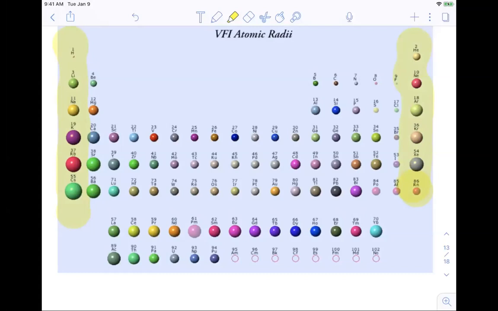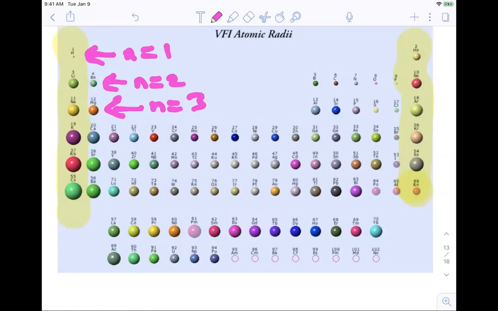Now, the real question is, why are they getting bigger? Well, the answer: they have more shells. Absolutely, that is the correct answer. Every time you take a step down in the periodic table, so this is n equals 1, this is n equals 2, this is n equals 3, right? Every time you go down one step in the periodic table, you've added an energy level to the atom, which by default makes the atom get bigger, all right? So that should make sense to you. So that's a good periodic trend. As you go from top to bottom, the atoms get bigger.